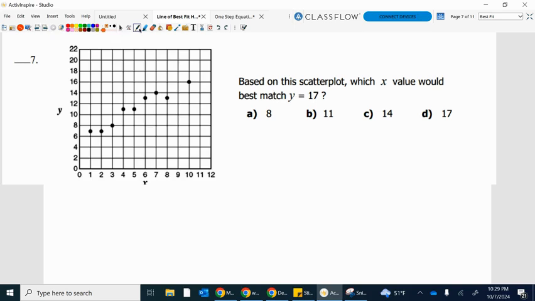Okay, number 7, based on this scatter plot, which x value would best match y equals 17? Here is y. We're going to go up. 17 is here between 16 and 18. Go across, excuse me, and down. And the best answer is 11.